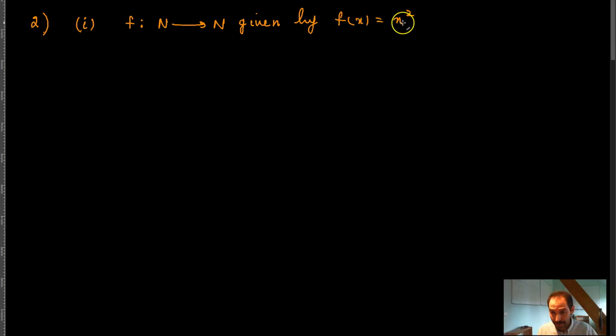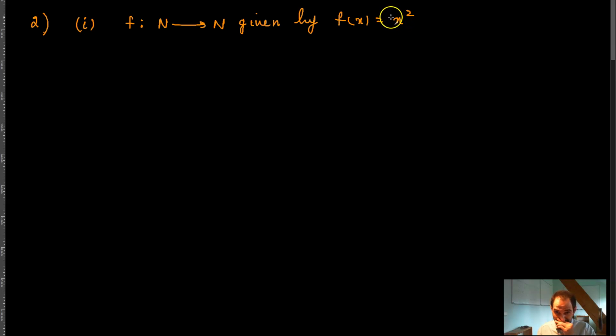So part 1 of this question, this is question number 2. Part 1 of this exercise is: f is a function from N to N that is given by f of x is equal to x squared, right?